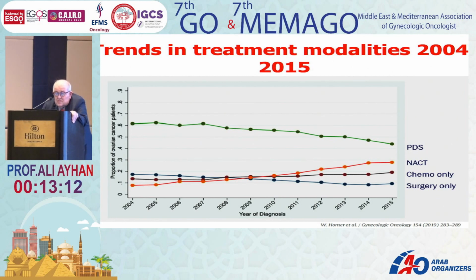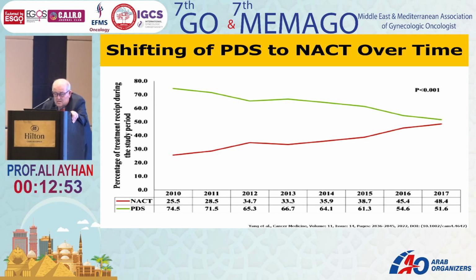What's the trend of treatment modalities? And as you see here, there is a decreasing trend, primary debulking surgery, and an increasing trend, neoadjuvant and interval debulking surgery. Another important slide for you, there is increased neoadjuvant chemotherapy and interval debulking, may be a very simple approach, in my opinion.